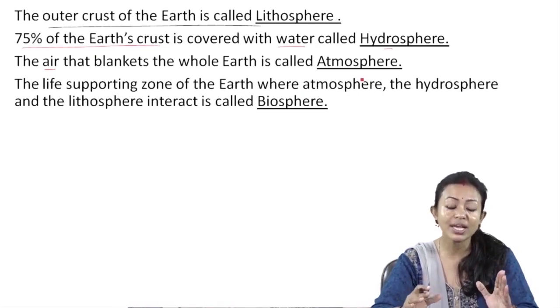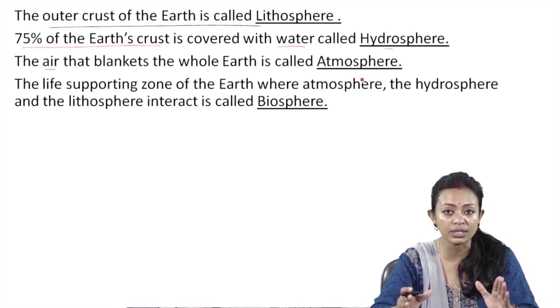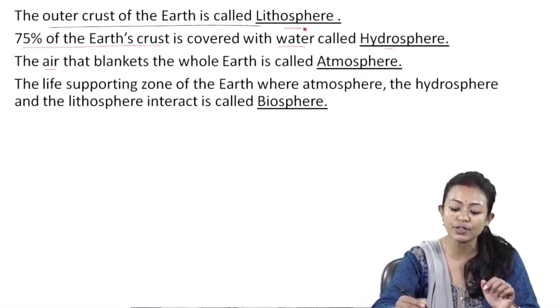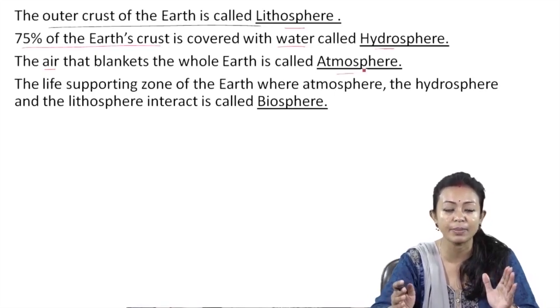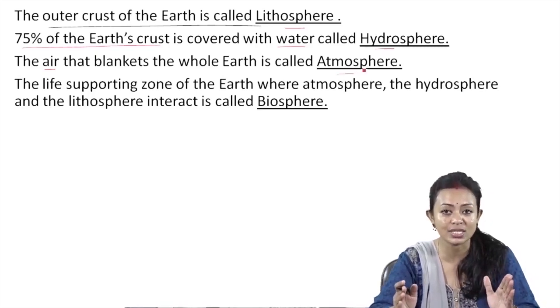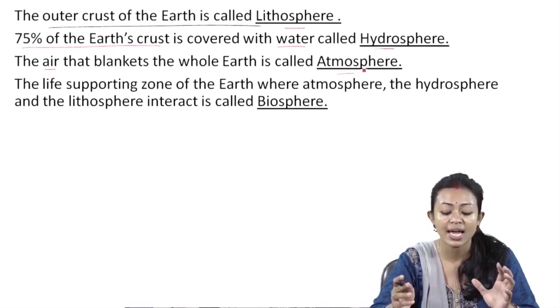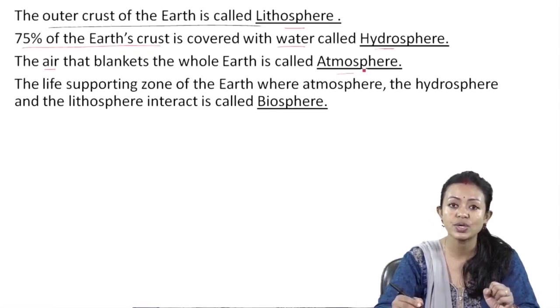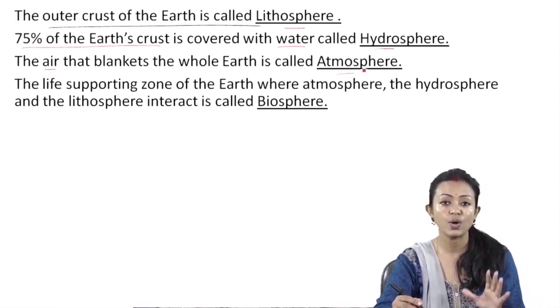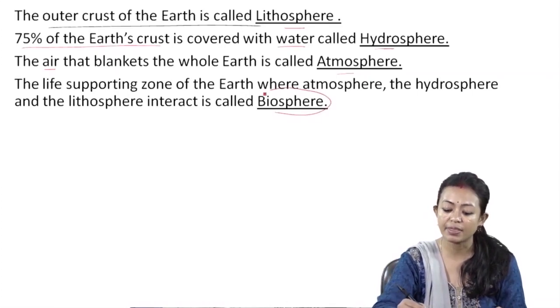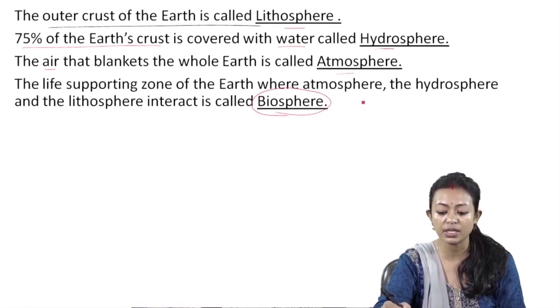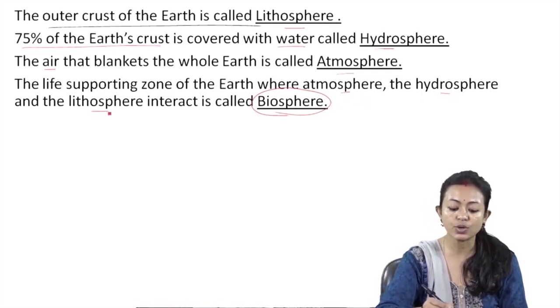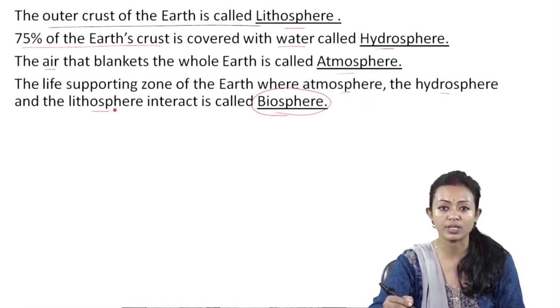Now when it comes to the existence of life on Earth, we find that a section of the lithosphere, a section of the hydrosphere and a section of the atmosphere have come together where life exists. The amalgamation of these three spheres has given rise to the layer where life exists, and we term it the biosphere. So the life supporting zone of the Earth, where the atmosphere, hydrosphere and lithosphere interact, is termed the biosphere.